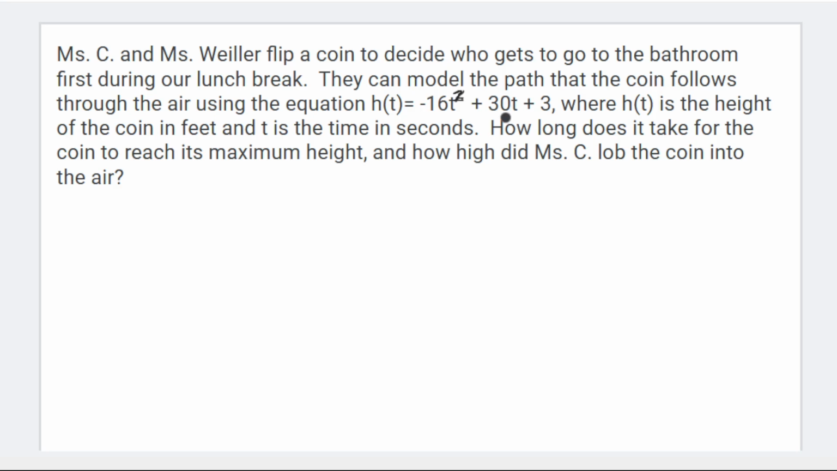All right, so this 30 is the initial velocity. So that's how fast the coin was traveling when it left my thumb. And the 3 is the height. So I was holding my hand 3 feet above the ground when I launched that coin.